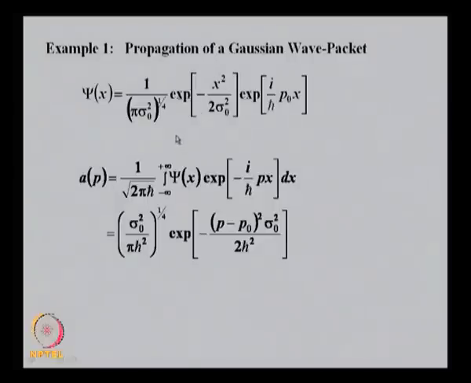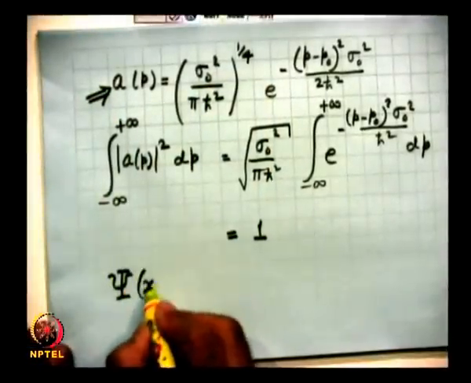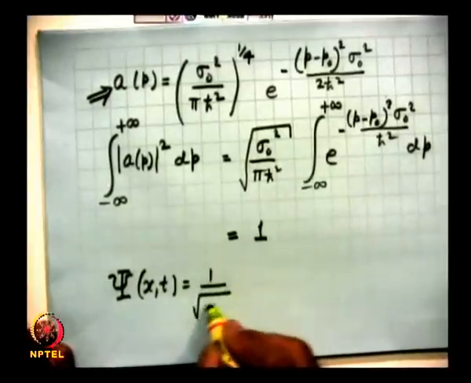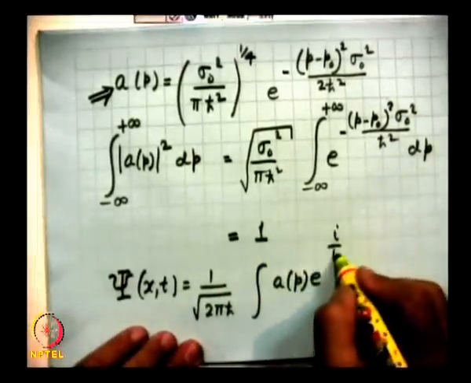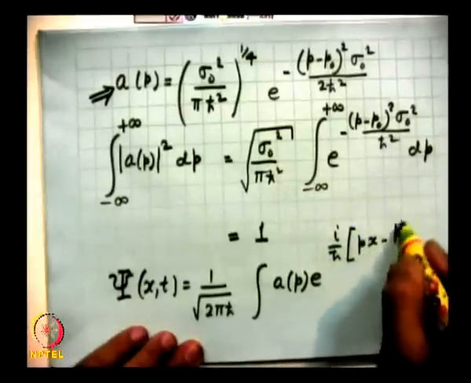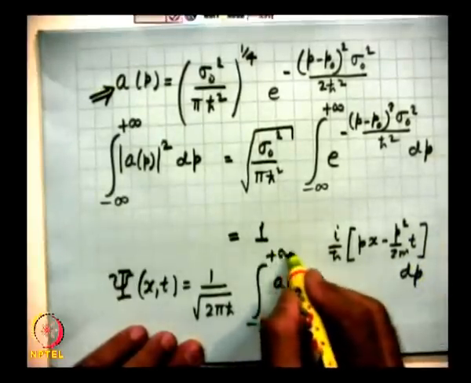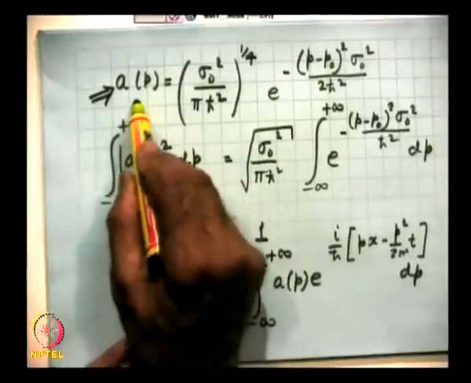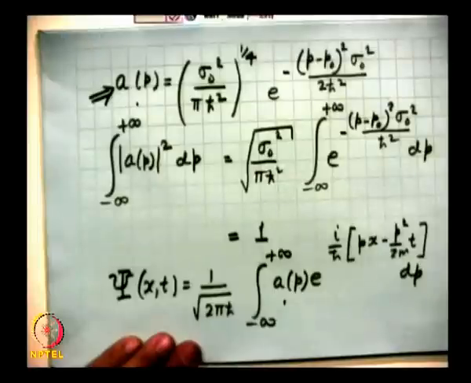So, a particle is represented by a Gaussian wave packet. Once I have A of p, I can substitute. You remember that the most general solution of the Schrodinger equation was psi of x, t equal to 1 over under root of 2 pi h cross, integral of A of p e to the power of i by h cross p x minus p squared by 2m into t, from minus infinity to plus infinity. So, if I know A of p, I can substitute it here, carry out the integration, and I will get an analytical expression for psi of x, t.